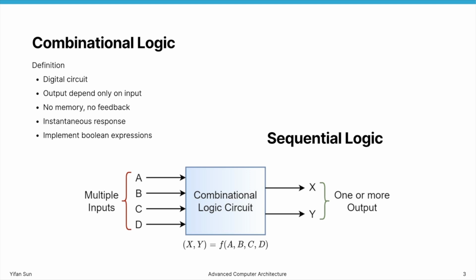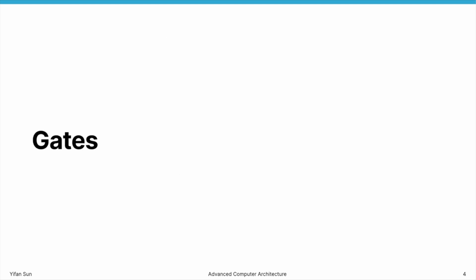Okay, then it implements Boolean expressions. If we can write something as a Boolean expression using the AND, NOT, and OR operators, then we can implement it in a combinational logic. So we start with gates and their representations. Let's start with the simple ones.